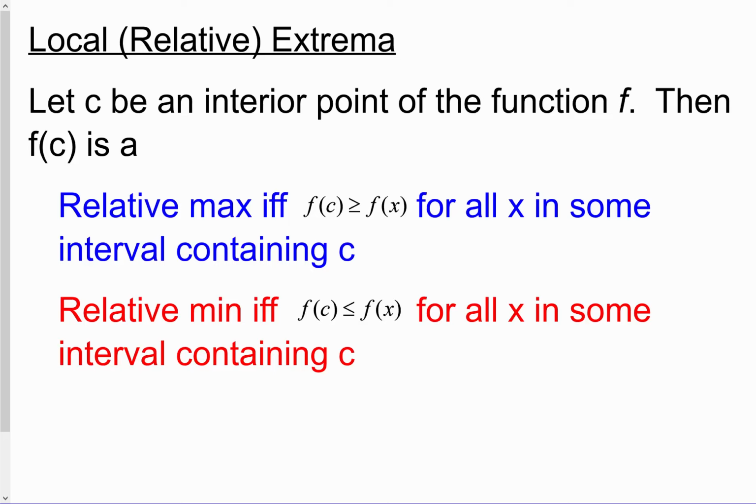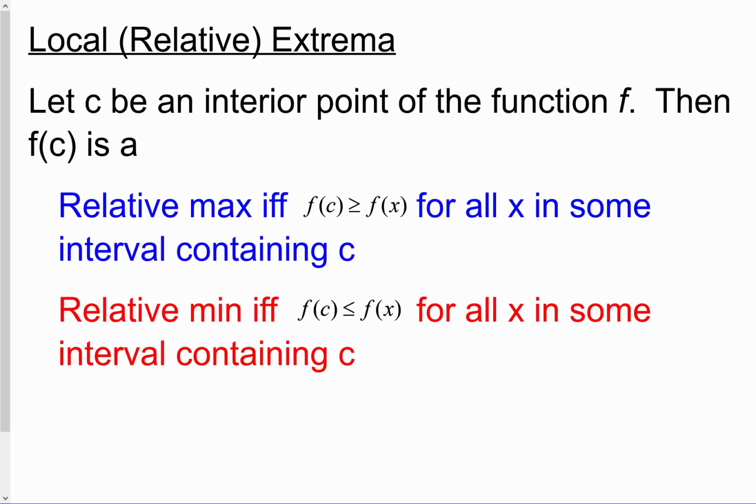Now, the absolute extrema, which can be guaranteed by the EVT, aren't the only type of extrema, and actually they're not the ones that we are most interested in calculus. They're kind of a byproduct of when we look for what are known as local or relative extrema. So it's a very similar definition, but now we have what's called a relative max if and only if my y value is greater than or equal to the other y values for all x's in some interval containing c.